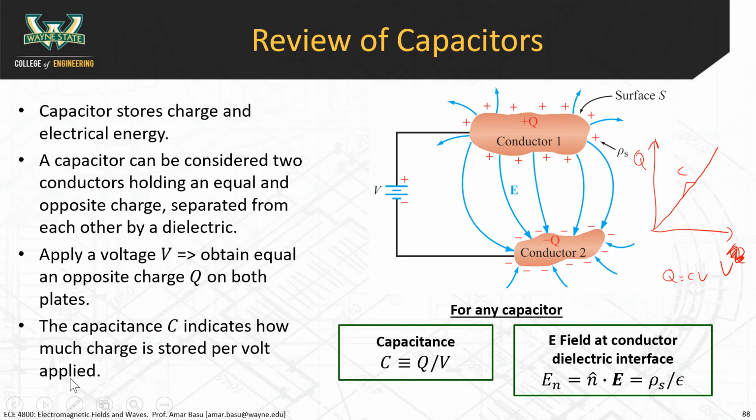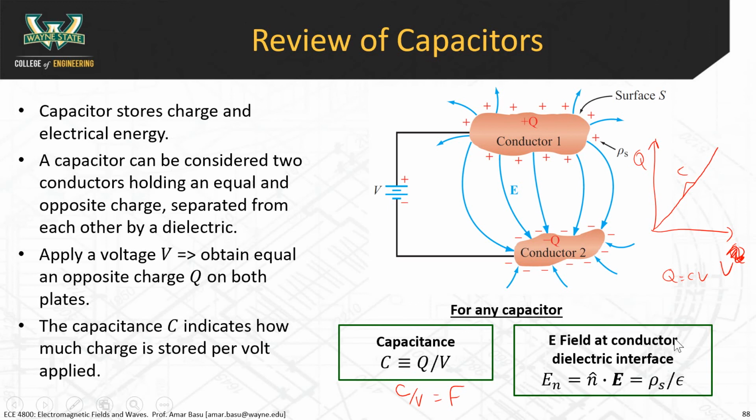It's the amount of charge stored per unit volt applied. So it's coulombs per volt. Capacitance is equal to Q over V, so it's coulombs per volt, and that is also called a farad. So a farad is a coulomb per volt. This is the MKS unit for capacitance.